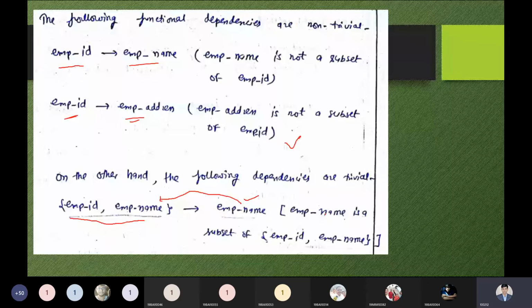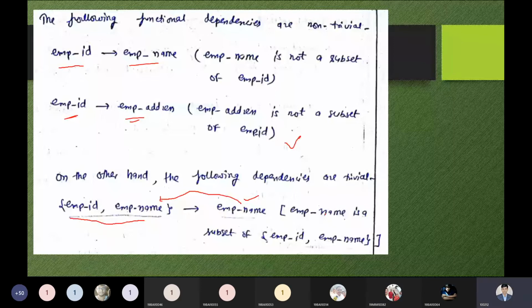Yes, please tell me now. Any doubt over here? Any doubt in these trivial or non-trivial functional dependencies? Please let me know. Yes, anyone who has any doubt? No doubt, sir. Okay.